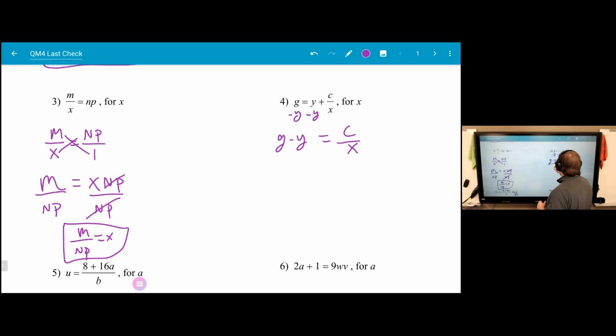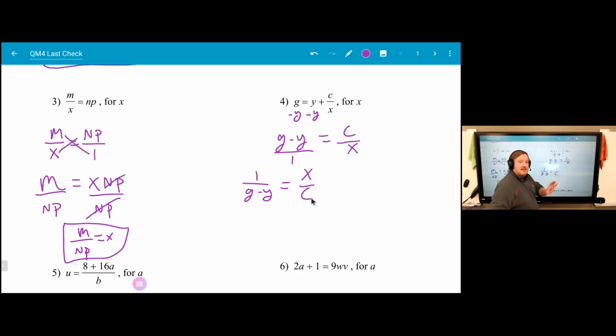This is like g minus y divided by 1. So if I flip both of them, I'd get 1 divided by g minus y equals x divided by c. And again, this is one of the ways to do it when you've got the variable you're trying to solve for in the denominator. Now that we've flipped both sides, guess what?